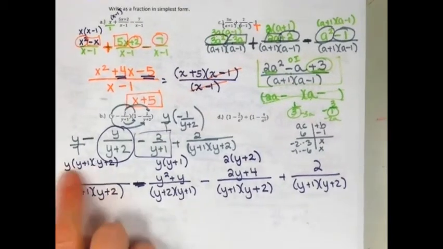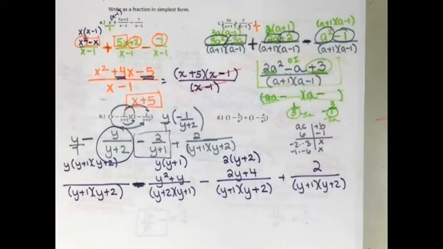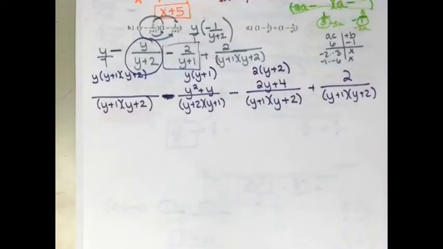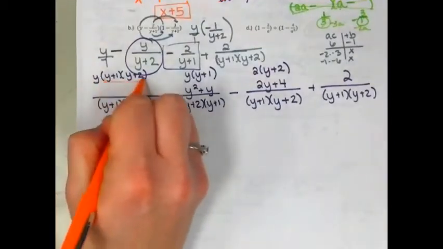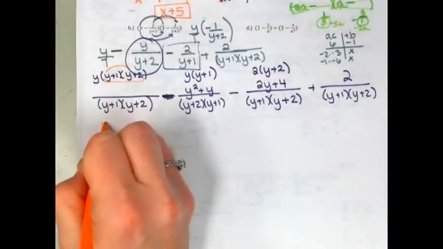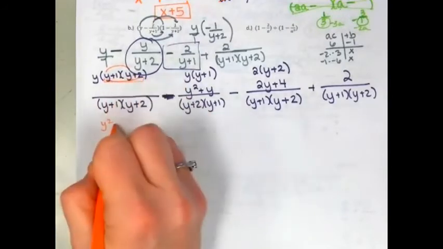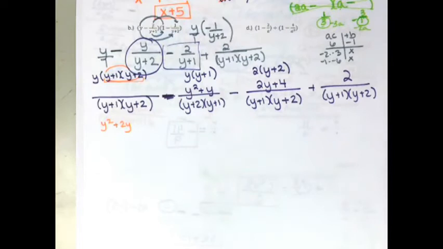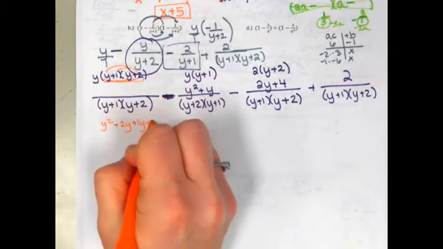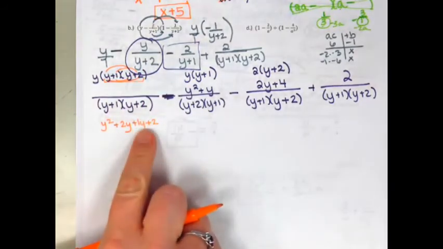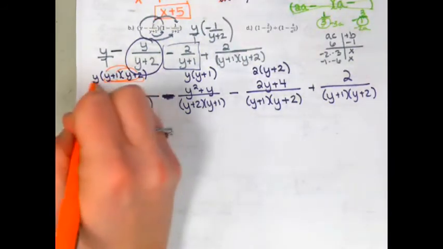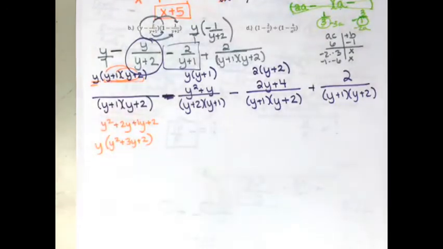How would I multiply these two out? How would I multiply y plus 1 times y plus 2 times y? Could I FOIL these ones out first? Yes, and I'm going to do it down here if that's okay. What's y times y? Y squared. What's y times 2? 2y. What's 1 times y? And 1 times 2? 2. Combine like terms. What's 2y and 1y? 3y. And then we still have to multiply by my y.